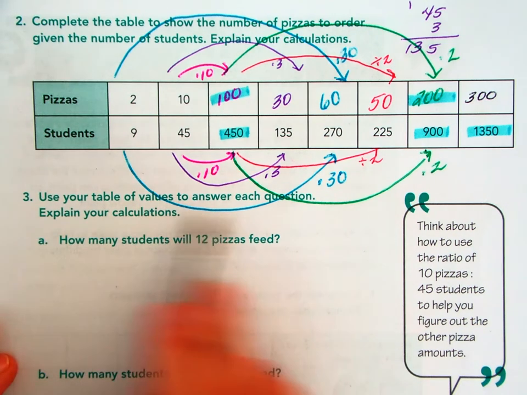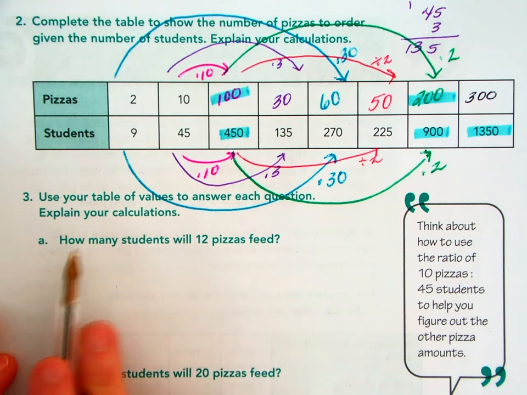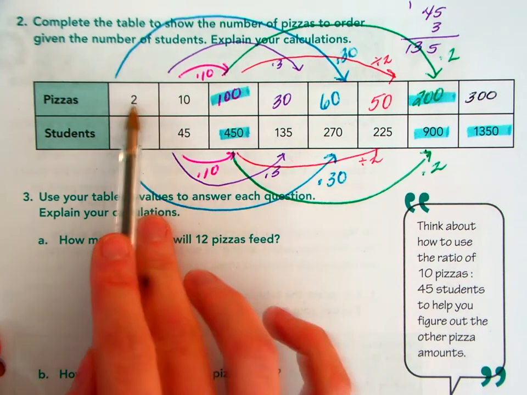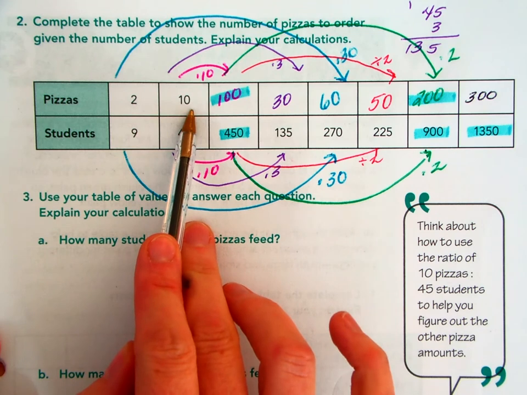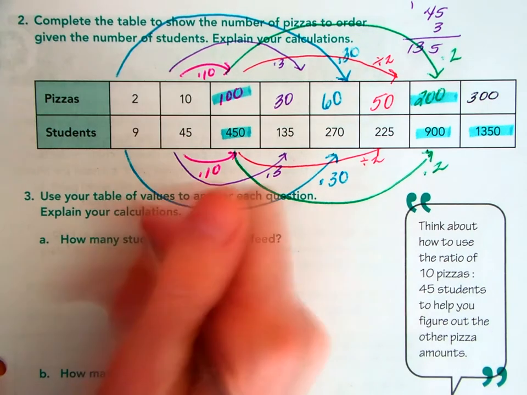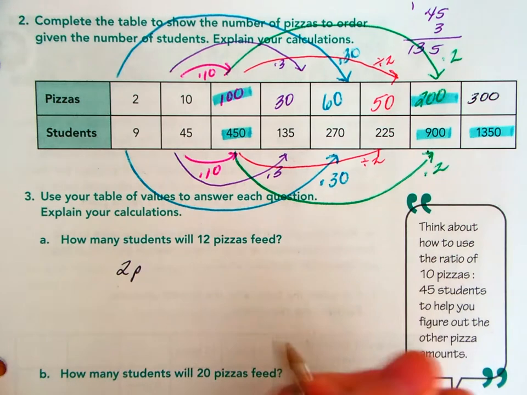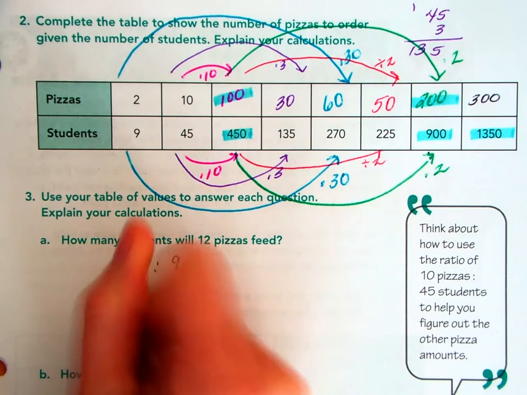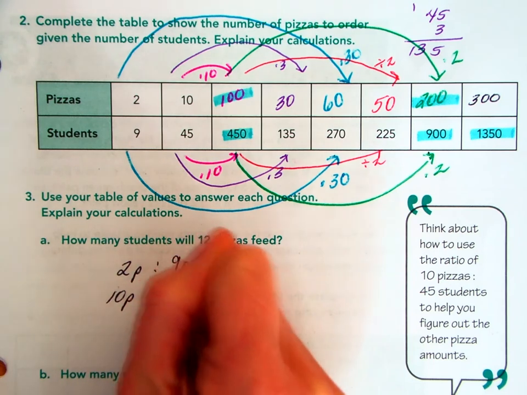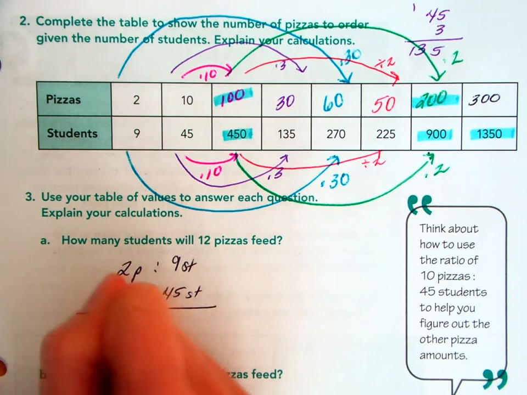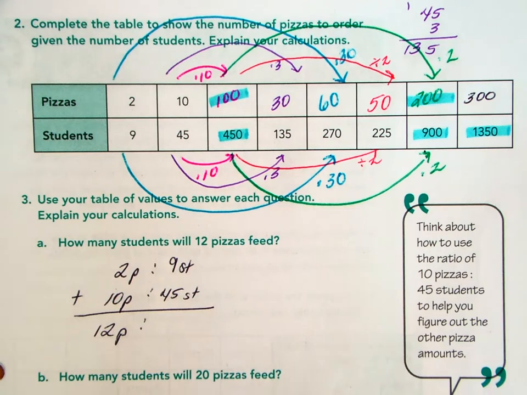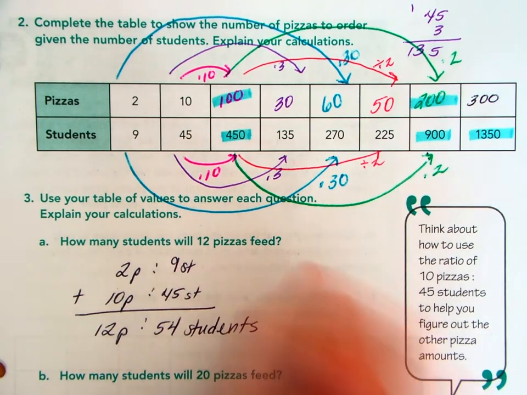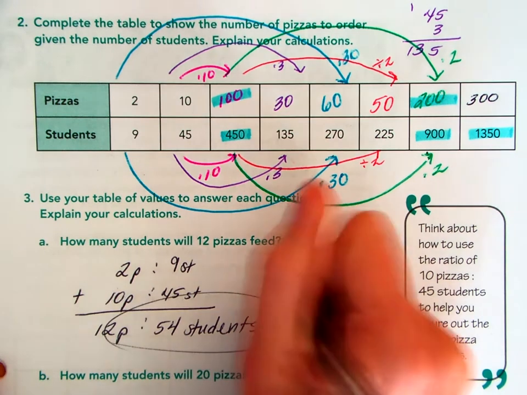Use your table of values to answer each question. Explain your calculations. How many students will 12 pizzas feed? I could do 2 pizzas plus 10 pizzas to get how many students it'll feed. If 2 pizzas feed 9 students and 10 pizzas feed 45 students, 12 pizzas will feed 54 students. So there I added the corresponding parts.